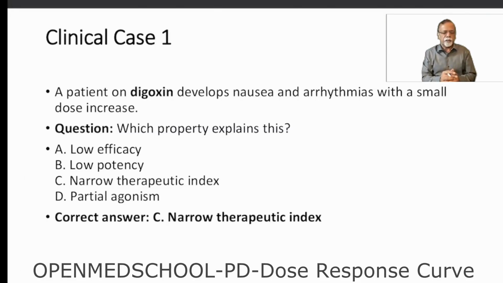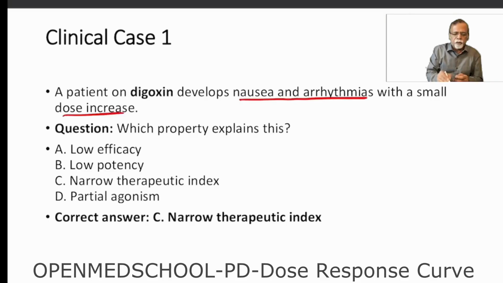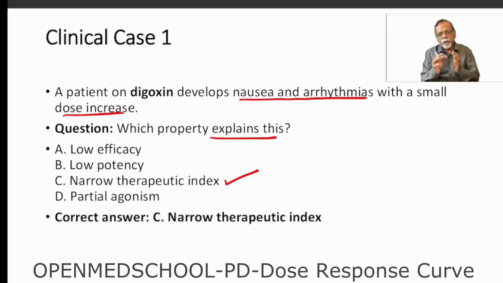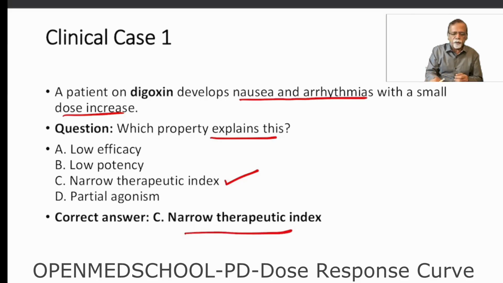Let us take a clinical case. The patient on digoxin develops nausea and arrhythmias with a small increase in dose. Which property explains this? Of course, it is the narrow therapeutic range. So digoxin has got a narrow therapeutic range, so it needs more accurate dose modification, and a minor change can produce toxicity. This explains the narrow therapeutic index.